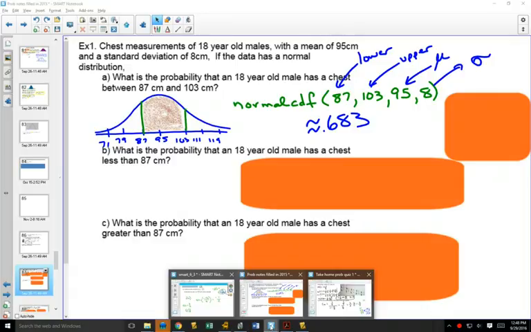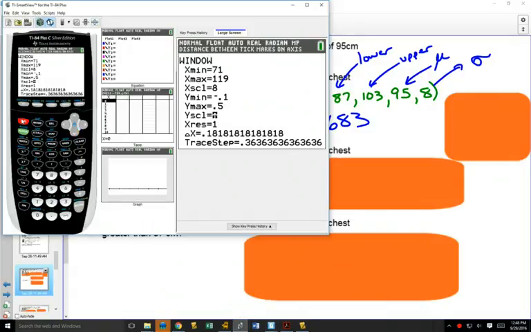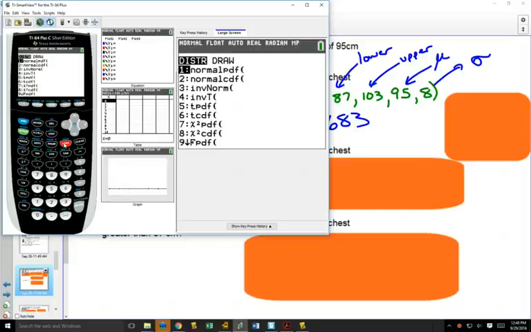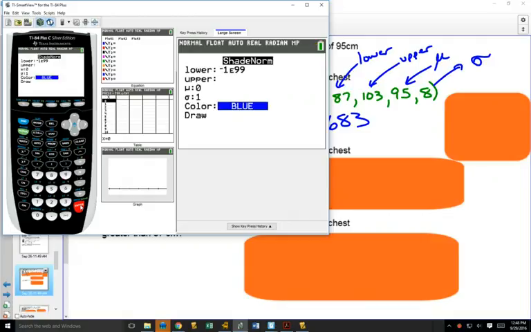There are two ways we can go about graphing it. One, if you go back to second distribution, where it had normal CDF and everything, and go over to draw, the first one says shade norm. If you push enter on shade norm, it asks what you want for your lower and your upper: 87, 103. My mean was 95, my standard deviation was 8.